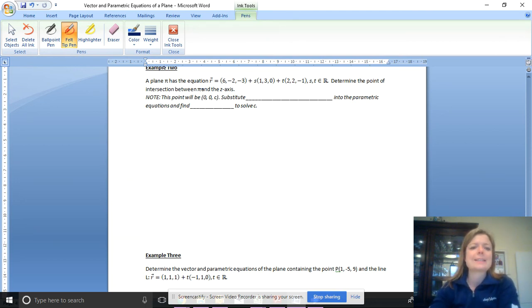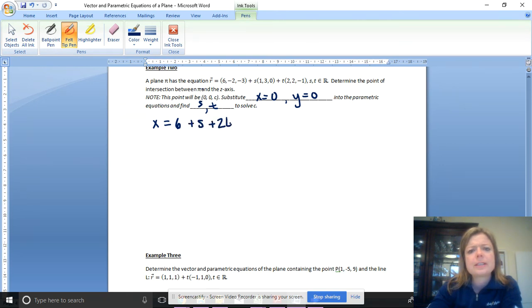So the z-axis occurs, sorry, I lost my pencil here. The z-axis occurs when x and y are both 0 and z is some value. So we're going to substitute x equals 0 and y equals 0 into the parametric equations to find the s and t that give those solutions. And once we know the s and the t that work for that, then we can use that s and t to find z.